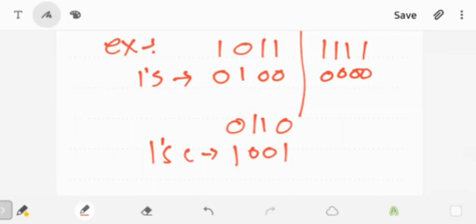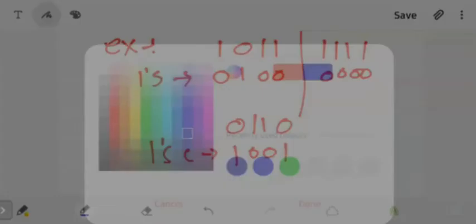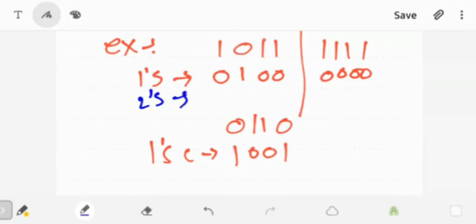Yes, sir. Right. Then what is 2s complement? 2s complement is 1s complement plus 1. Okay, 1s complement plus 1. So let's say for this example, I would like to find out the 2s complement. So what will be the 2s complement for this? Just add 1 with this 1s complement result.